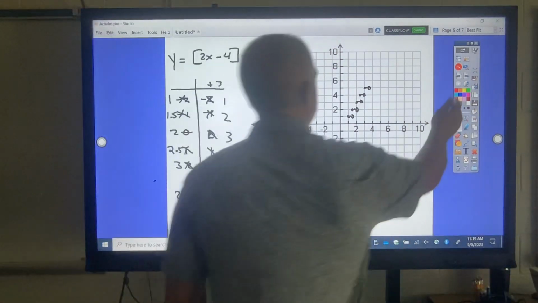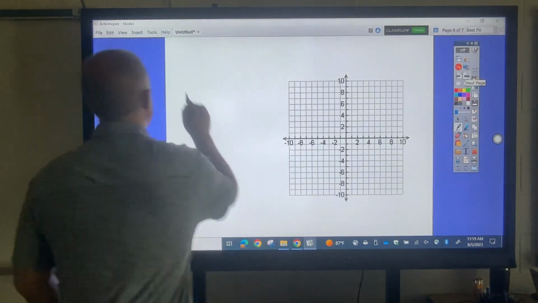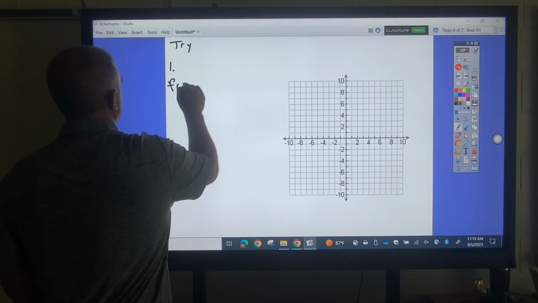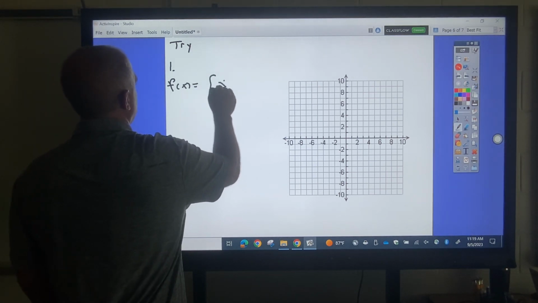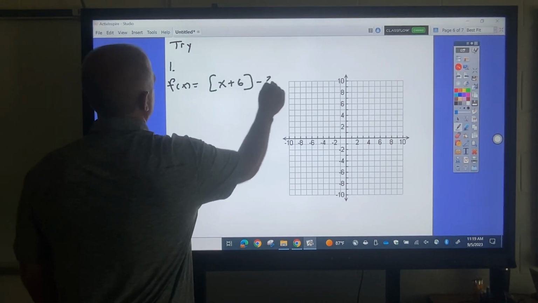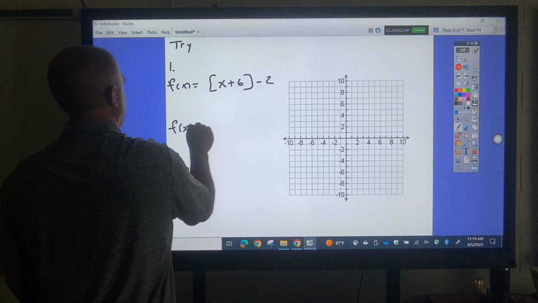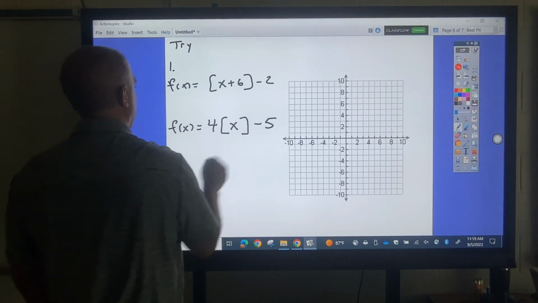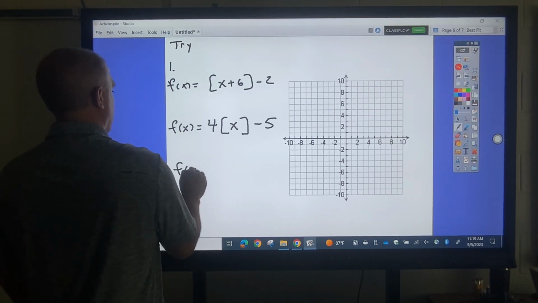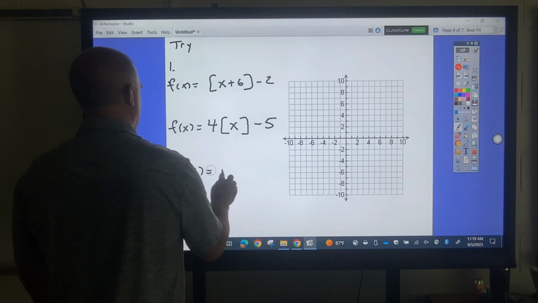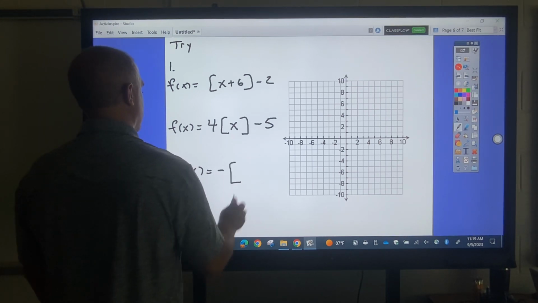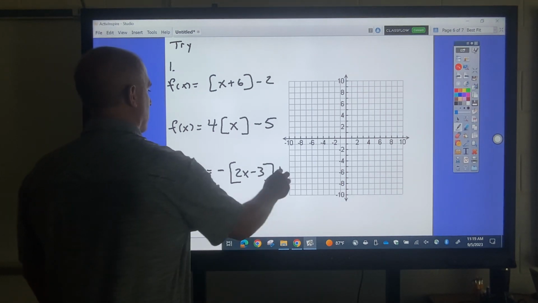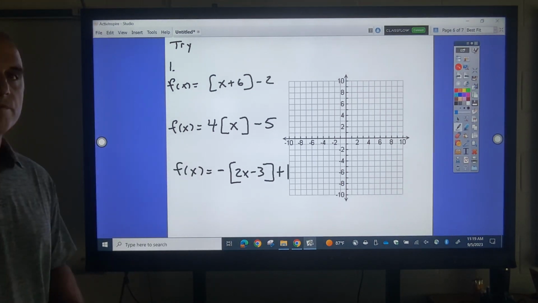Okay, so here are some ones that you probably want to work on your own. Go ahead and try those 3 step functions on your own.